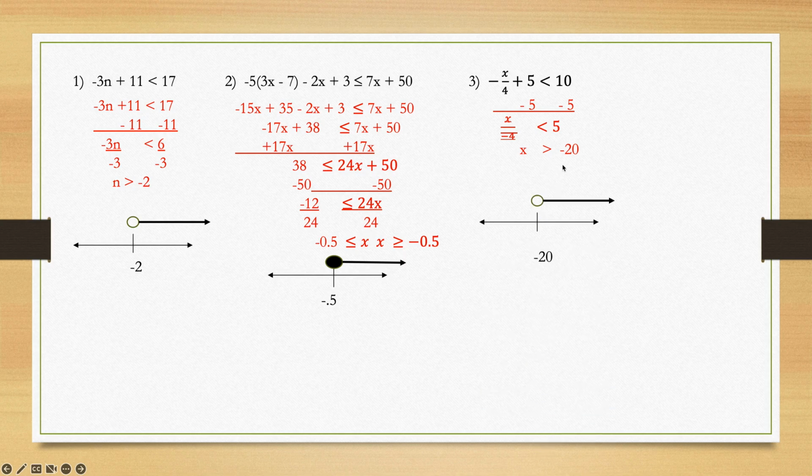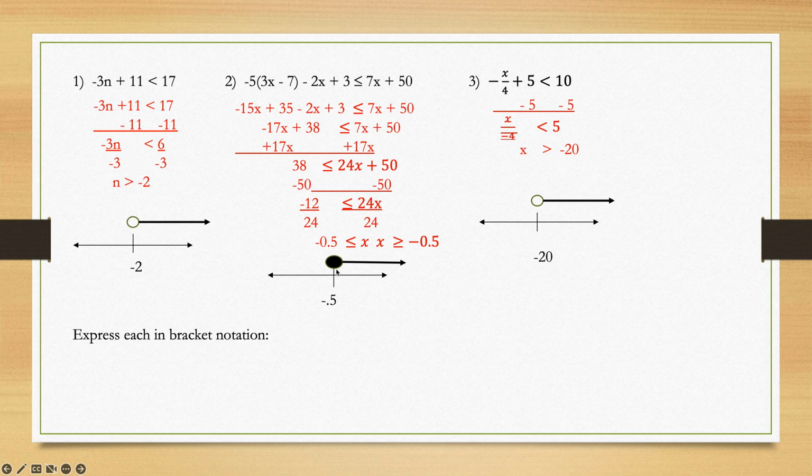Okay, so x is greater than negative 20. Open circle at negative 20, arrow to the right. If I look at this, before we answer about bracket notation, if I look at the first one, negative 2 is not a solution because it's not "or equal to." On the second one, negative 1/2 is a solution because it is "or equal to."